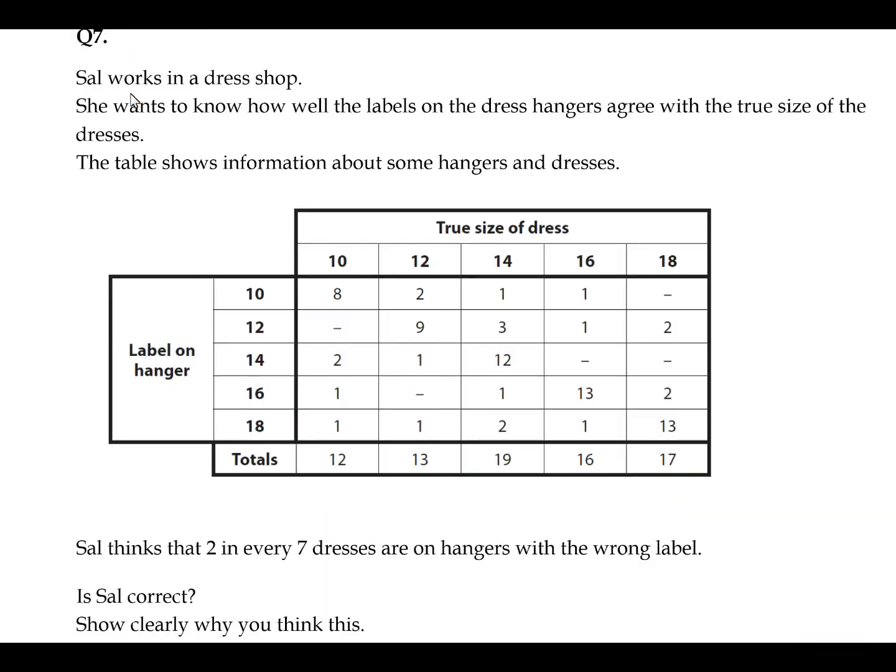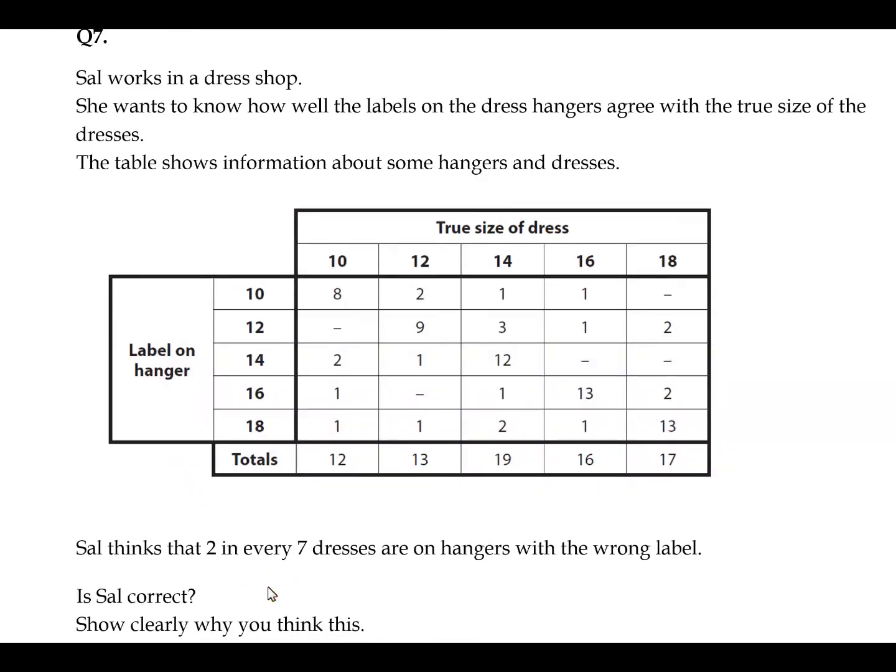Question 7. Sal works in a dress shop. She wants to know how well the labels on the dress hangers agree with the size of the dresses. The table shows the information. Sal thinks that 2 in every 7 dresses are on hangers with the wrong labels. Is Sal correct? Show clearly why you think this.